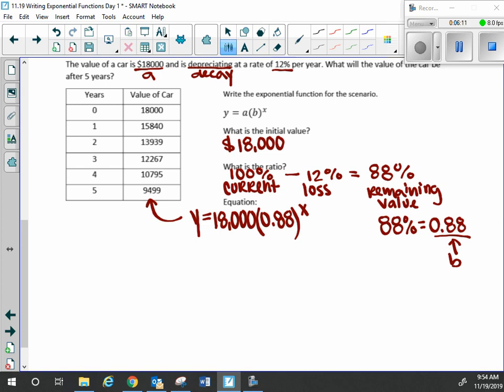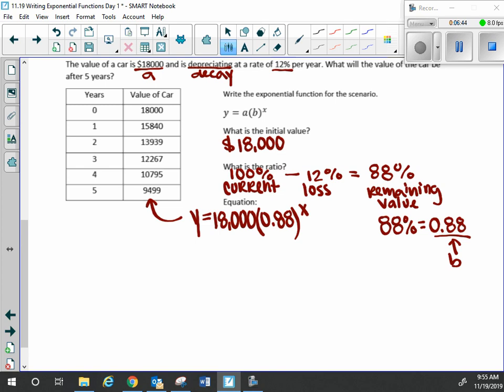So just into the normal calculator, 18,000 times 0.88 to the power of 5. Because the question said, what will the value be of the car after 5 years? So you're just checking that your equation works. Did it work? Did you get $9,499? All right, good.